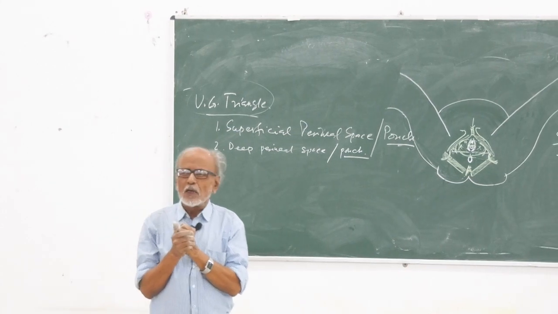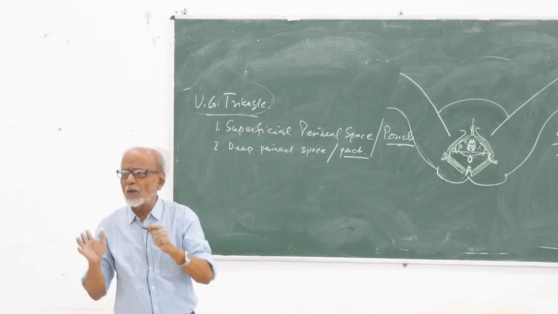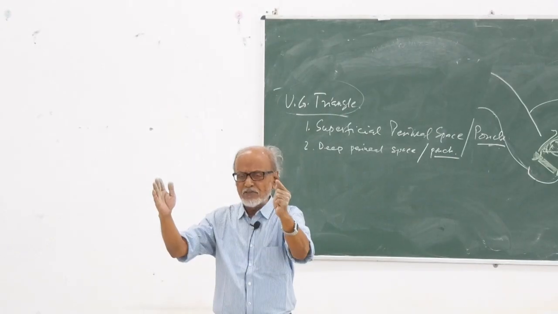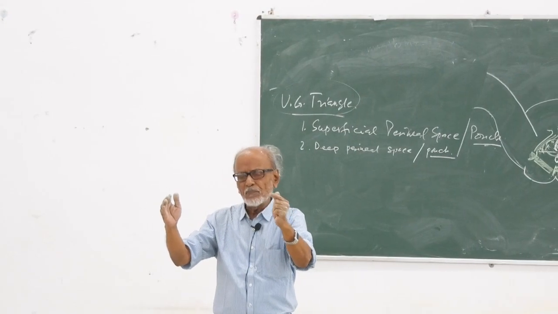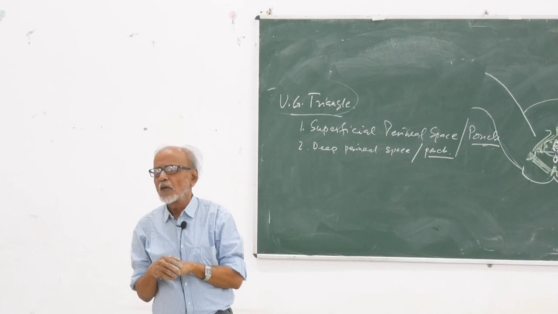Superficial perineal space, I mean the limits: lateral, posterior and anterior.